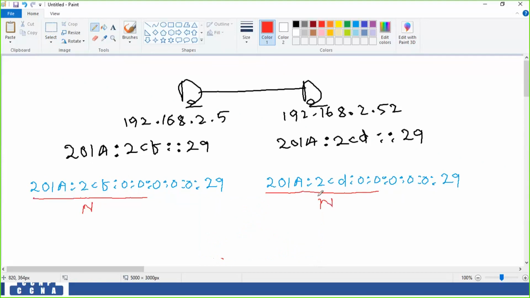Now I can compare. 201A is also 201A. It's a 2CF, it's a 2CD. So both are same or different? Different, sir. They will not communicate. Still, if you need communication, a router should be used. A router is a device which enables communication between two or more different IPv4 networks and IPv6 networks also. The router has that much intelligence to communicate between different IPv6 networks and different IPv4 networks.